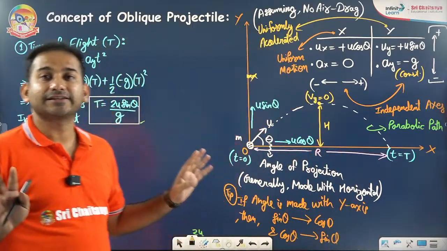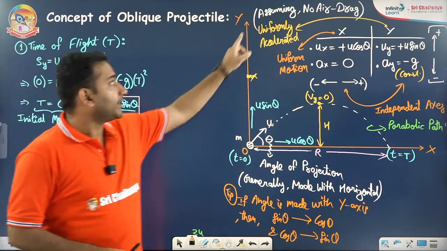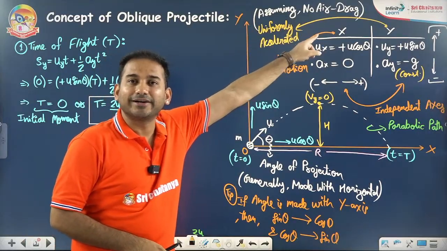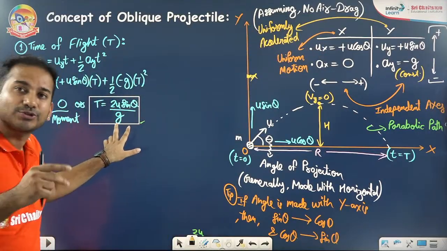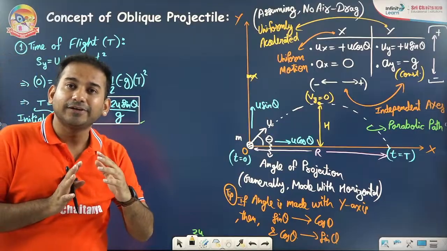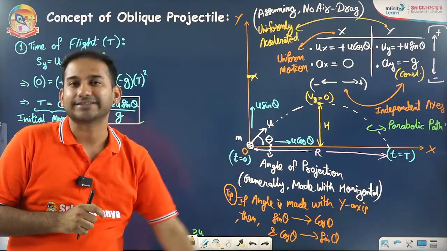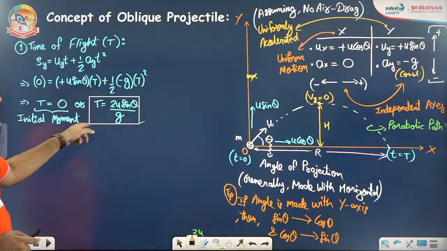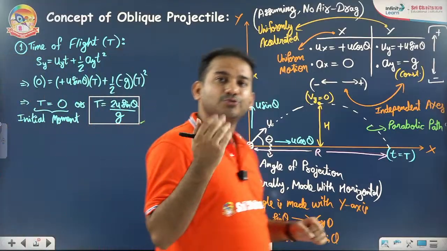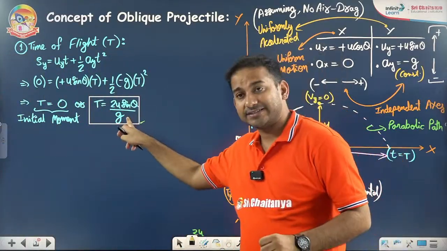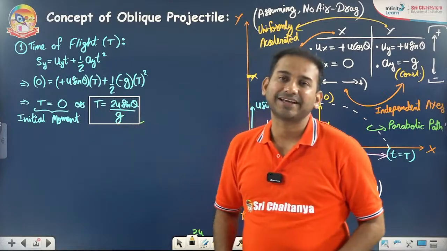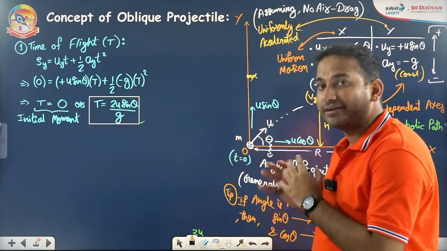First NCERT thing is clear, and ignoring air friction, assuming that there is no air drag, out of this 2u sin theta by g, half will be the ascent and half will be the descent. Half will be the time of ascent and half will be the time of descent. That means u sin theta by g will be the ascent time and u sin theta by g will be the descent time. That we will see in a while.